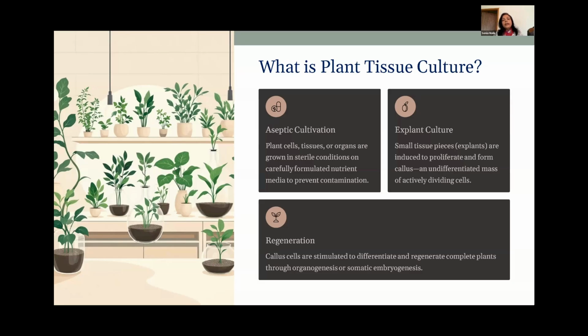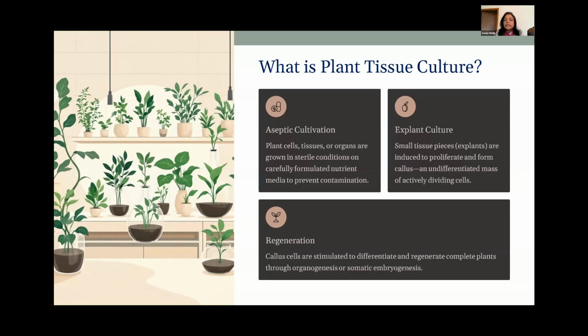And controlled environment, I mean to say that temperature, humidity, light, everything is controlled, and we have to provide them the aseptic conditions. That means there will be no growth of microorganisms, and we autoclave the media and autoclave all the things or sterilize the things to make them aseptic to avoid the contamination or the growth of microorganisms.